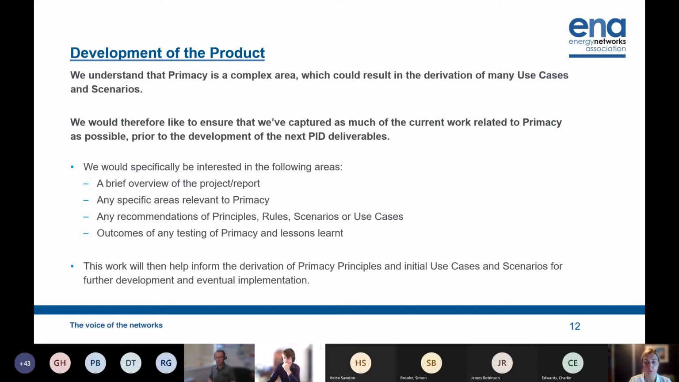So I know that some of the innovation work to date has started to look at different kinds of war games and scenarios of where primacy would be useful to help make decisions on network services. So this will really help us to get off to a strong start and will inform the next phase of the product, which is really to start the derivation and development of the overarching principles and primacy rules, which will then be socialized for further input and comment as the product develops.